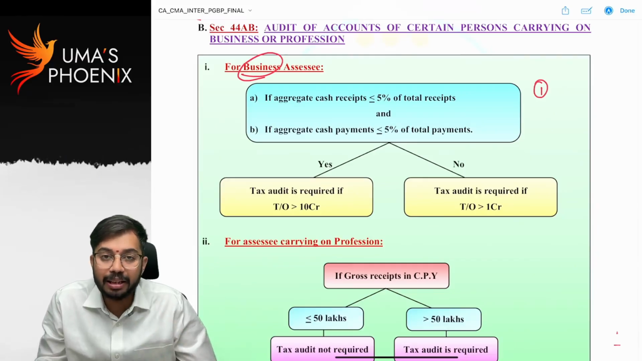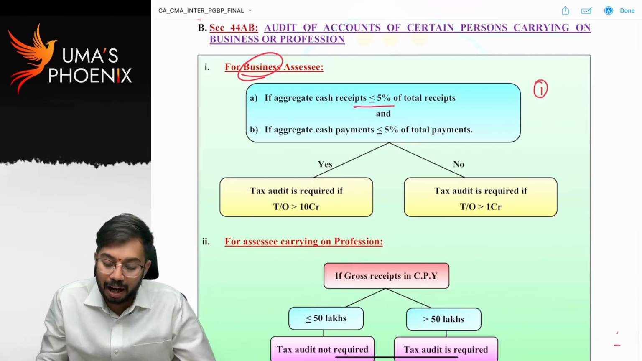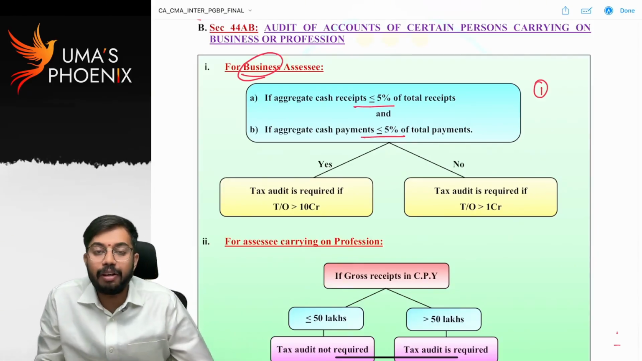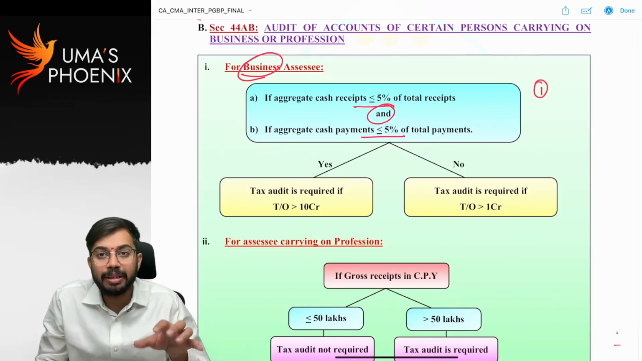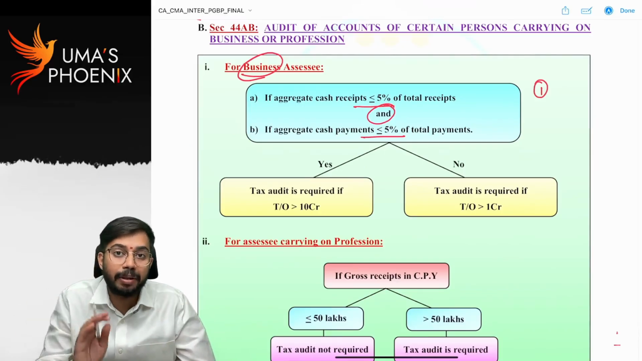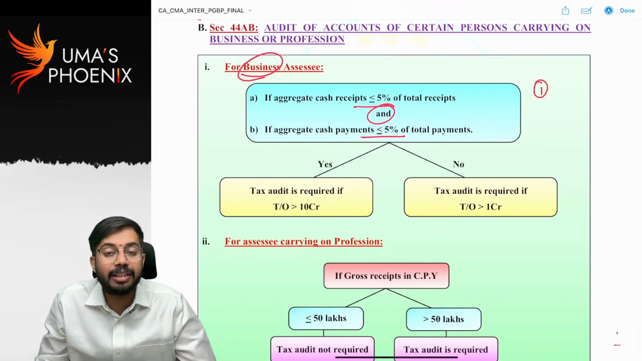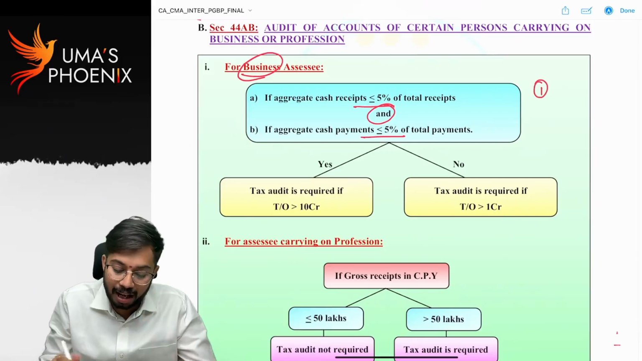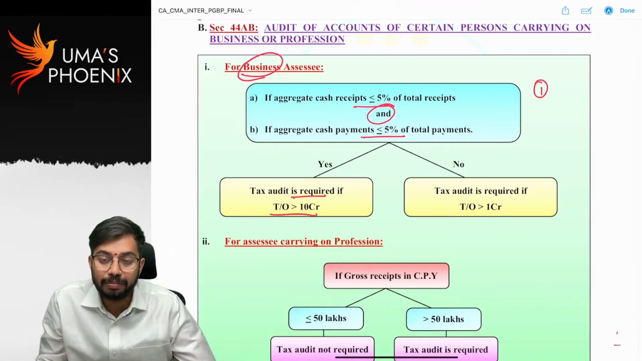Sir, in your business, if cash receipts are less than or equal to 5% of total receipts and cash payments are less than or equal to 5% of total payments, conjunction is and. So in their business, if cash receipts are less than or equal to 95% of total receipts and cash payments are less than or equal to 95% of total payments, if both these conditions are satisfied, then up to 10 crore rupees tax audit is not required. Tax audit is required only if turnover is more than 10 crores.